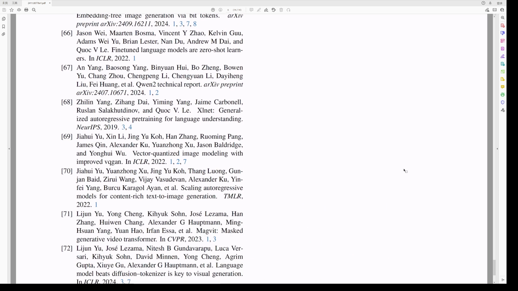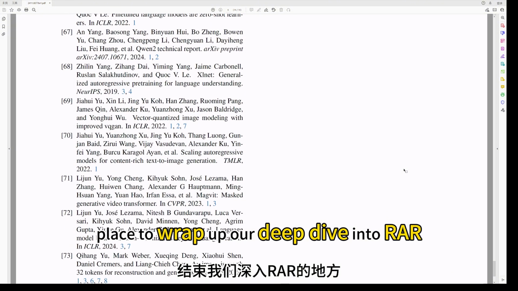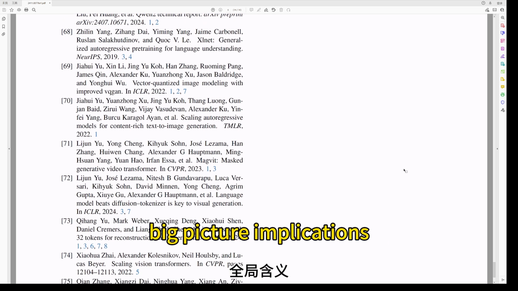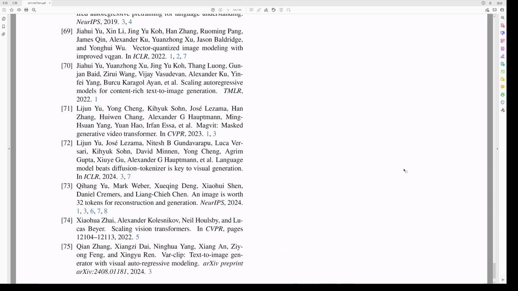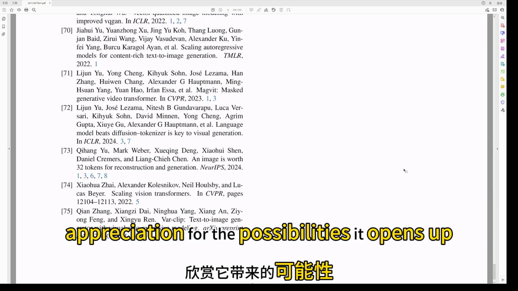Couldn't agree more. Well, I think that's a great place to wrap up our deep dive into RAR. We've really gone through it, haven't we? From the technical details to the big picture implications, we covered a lot. I hope everyone listening has a better understanding of this amazing new technology. And a newfound appreciation for the possibilities it opens up.